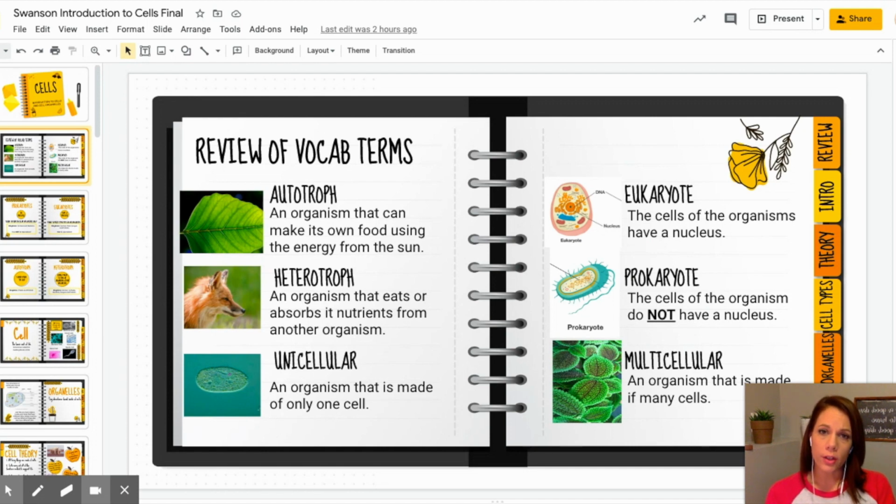A unicellular organism is an organism that's made of one cell. Uni is one. A eukaryote is an organism that has a nucleus inside of its cell or cells. That nucleus controls the cell, and all that genetic material is compacted into a little area. Prokaryotes do not have a nucleus. They still have genetic material, but it's scattered throughout the cell. And then multicellular: multi means many, so an organism that's made of many cells. Hopefully you remember some of those terms.